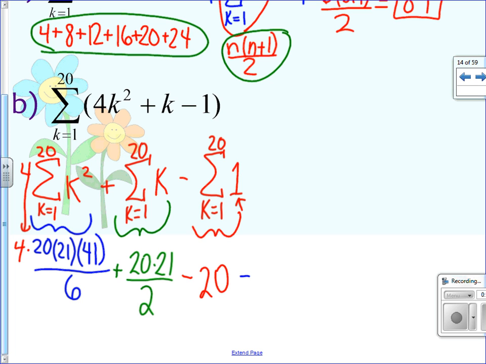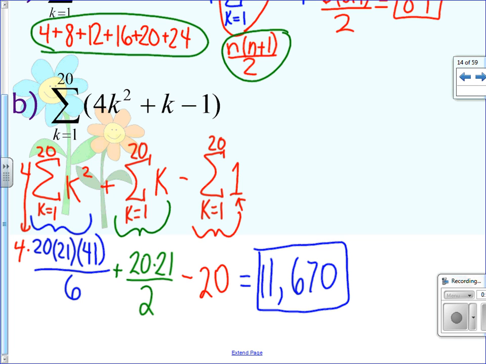And when I do that, I get 11,670. And that's a lot quicker than adding all of those 20 terms up that you have to generate by plugging it into that polynomial. So that is 11,670.